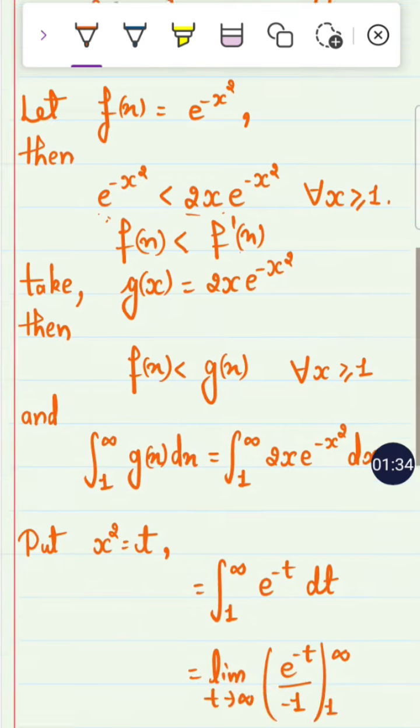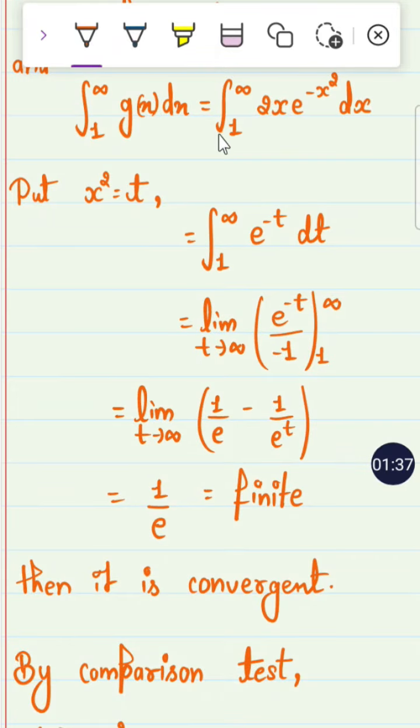Then the integral from 1 to infinity of g(x) dx equals the integral from 1 to infinity of 2x e to the power minus x square dx. Put x square equals t. Then it becomes the integral from 1 to infinity of e to the power minus t dt. Since the limit is infinite, it becomes the limit as t tends to infinity of minus e to the power minus t, taking the integral from 1 to infinity. So putting in the values, it is 1 over e minus 1 over e to the power t. When we put in the limit, this becomes 1 over e, which is finite. So this implies that it is convergent.